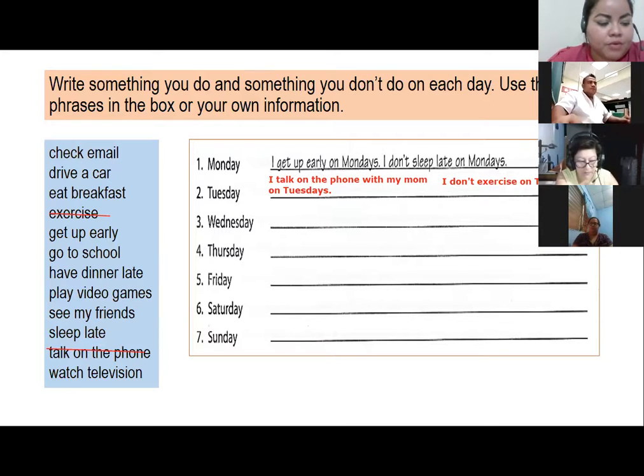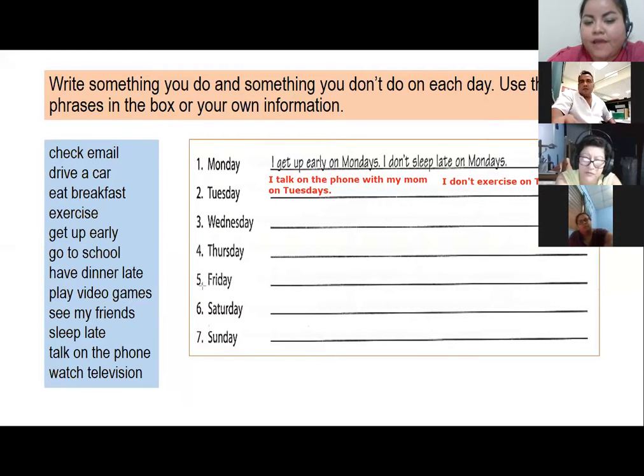¿Se entiende cómo vamos a trabajar esta actividad? Right? We have different phrases that we can use, right? We're going to put them for each day of the week. Estos son los días de la semana, each day of the week. Monday, Tuesday, Wednesday, Thursday, Friday, Saturday, and Sunday. Okay? Now, ¿se entiende lo que vamos a trabajar?